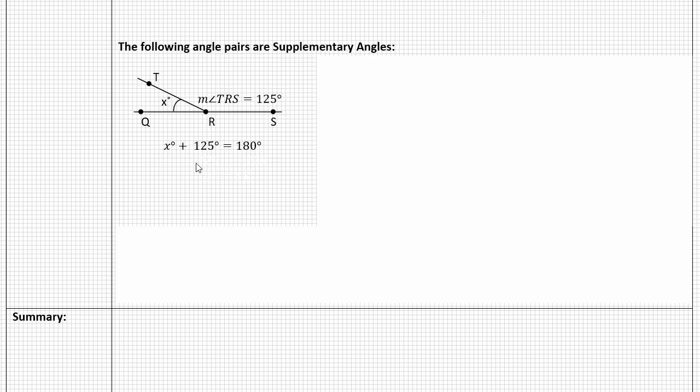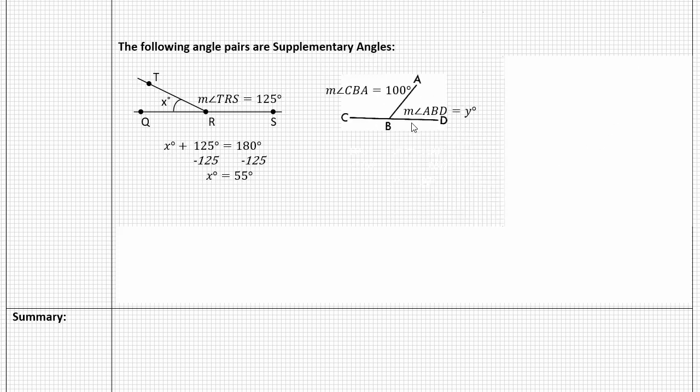So doing our work, what is our calculation for x? Well, we subtract 125 from both sides and find that the measurement of angle x is 55 degrees. Can you solve this supplementary angle pair? The measurement of angle CBA is 100 degrees, and it is supplementary to the measurement of angle ABD, which is being defined as y, since we don't know it.